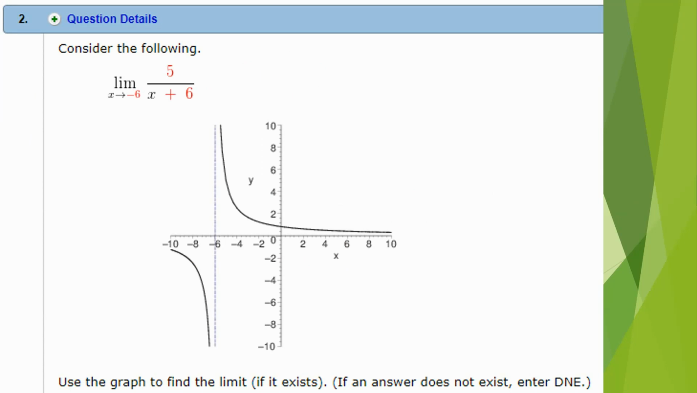Number 2, here we're approaching negative 6. So as we approach negative 6 from the positive side, you can see we're going to positive infinity. As we approach it from the negative side, you can see we're going to negative infinity. Two different locations. Once again, does not exist.